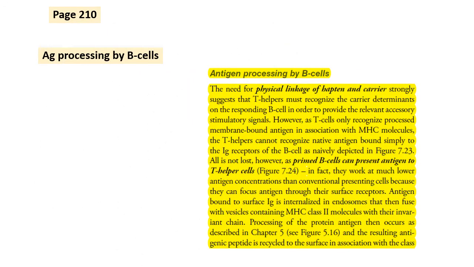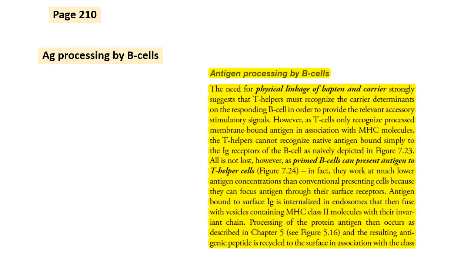Now, as I mentioned in a previous lecture, B cells sometimes act as antigen presenting cells. How does a B cell act as an antigen presenting cell? As we know, the T helper must recognize the carrier determinants on the responding B cell in order to provide accessory stimulatory signals in that case.